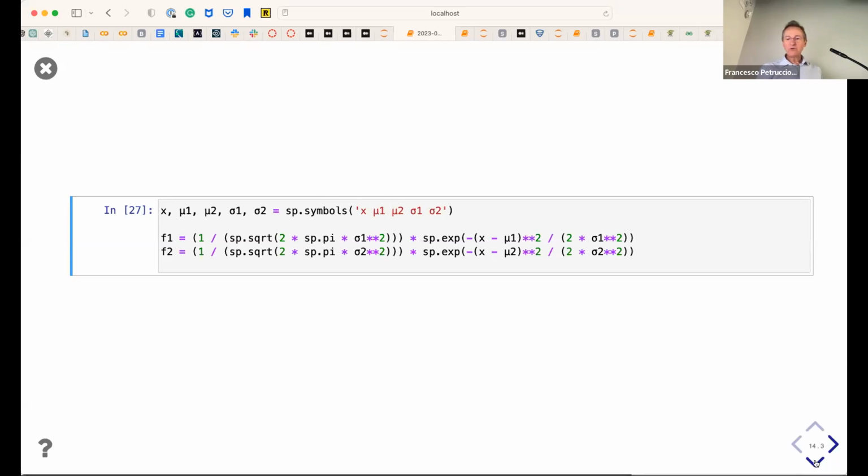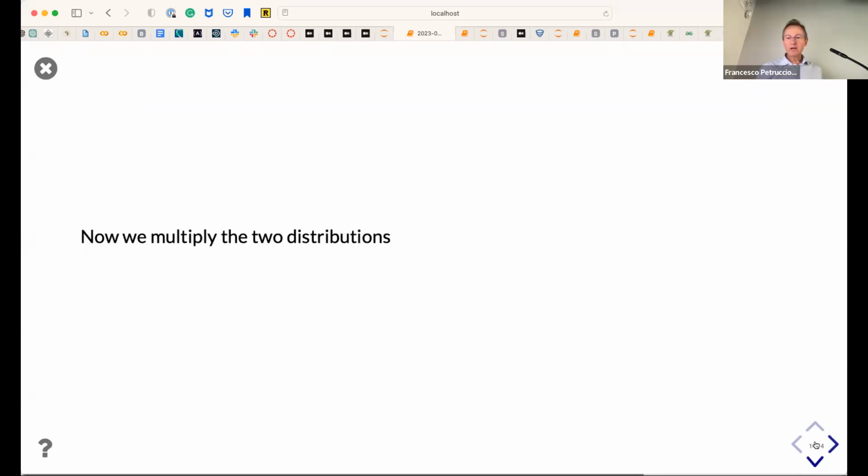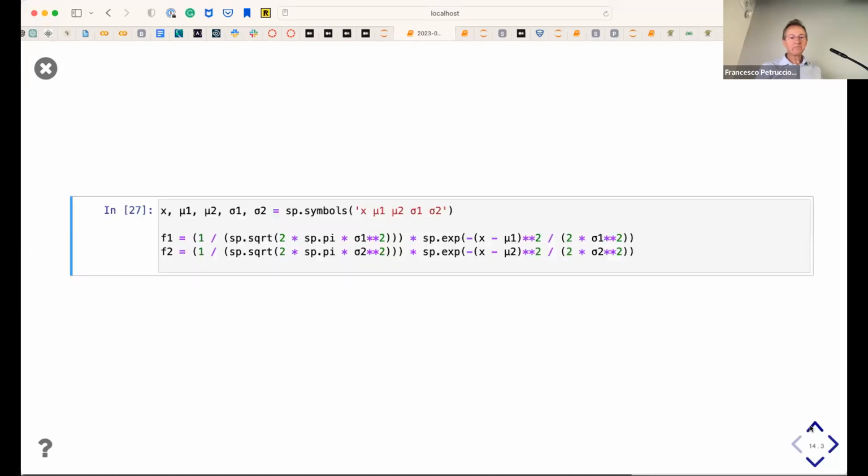Essentially what I want you to do is to construct in SymPy, with the relative symbols, the 2 distributions. Maybe when one of you has it, just give a sign of life. It shouldn't take too long.